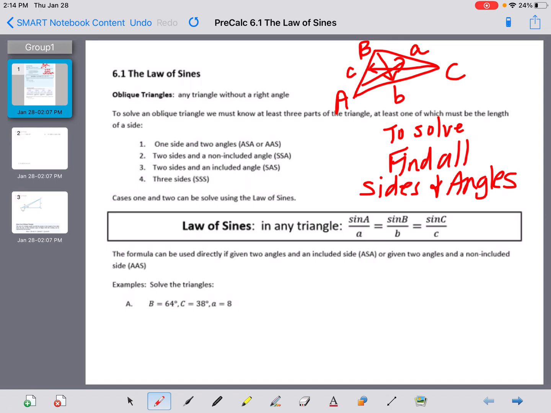Now, of these, I'm going to just draw a line right through the middle here, because these 2 on the top we're going to use today with law of sines. Okay? And then the bottom 2, with side, angle, side, and side, side, side, we're going to have to start at least with law of cosines. And we'll look more at those tomorrow.